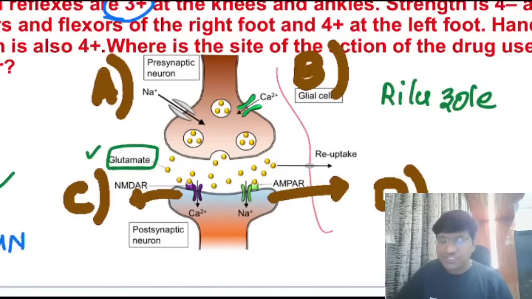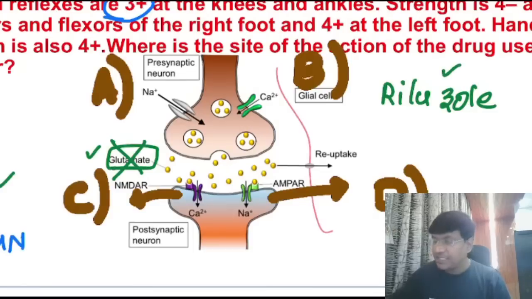And this glutamate which is being released will cause free radical damage of the motor neurons, causing motor neuron disease. Now, what is it that we want? We want that glutamate should not be released, for which we give Riluzole.